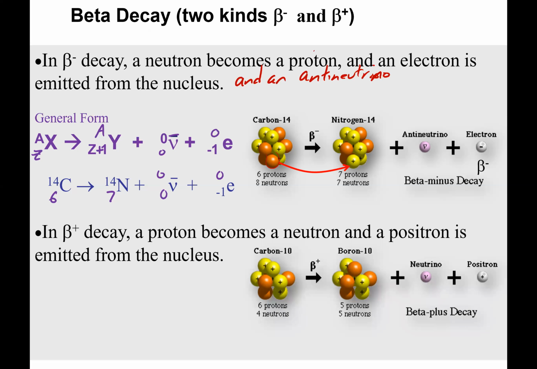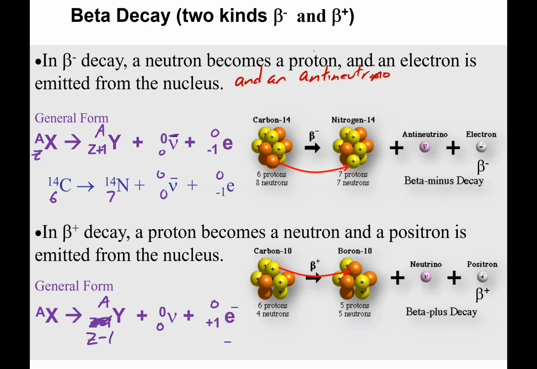Beta plus decay, what we have is a proton becomes a neutron. And in this case, you get a positron, which is like the electron's twin cousin, except it's got an opposite charge. And so this actually is wrong. This is Z minus 1, and this is A, 0, 0. So notice what I get here is a neutrino and a positron coming out.